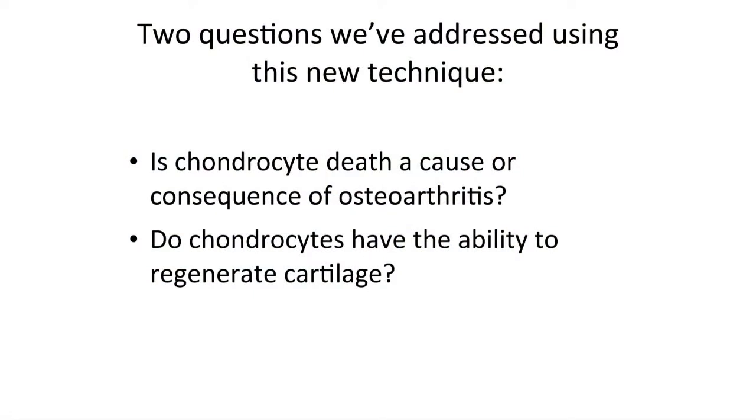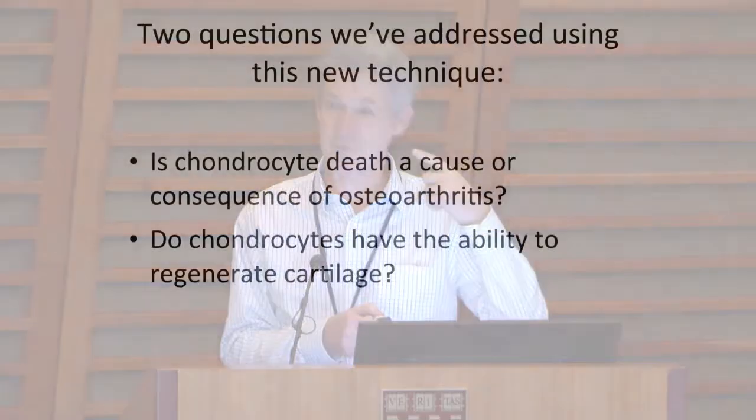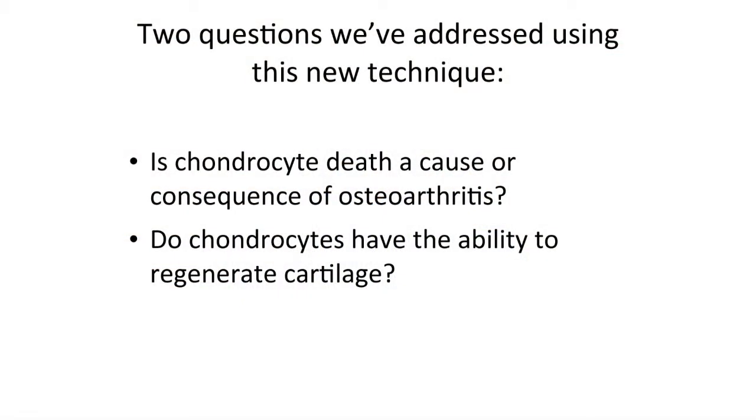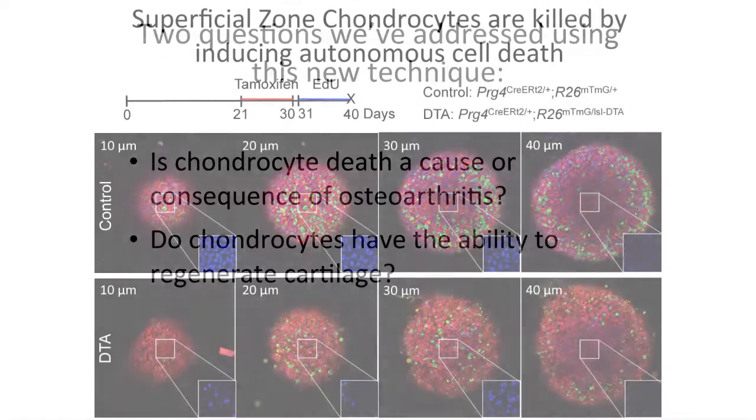So the questions we've used this technique to address are, if you kill cells, does that cause arthritis? Because as we age, we lose chondrocytes. As we age, we have increased risk of developing osteoarthritis. They're correlated, but does one cause the other? Is the loss of chondrocytes a cause of osteoarthritis, just as the loss of brain cells might be a cause of dementia? And the second thing is, if you damage your chondrocytes, do they have an ability to regenerate?